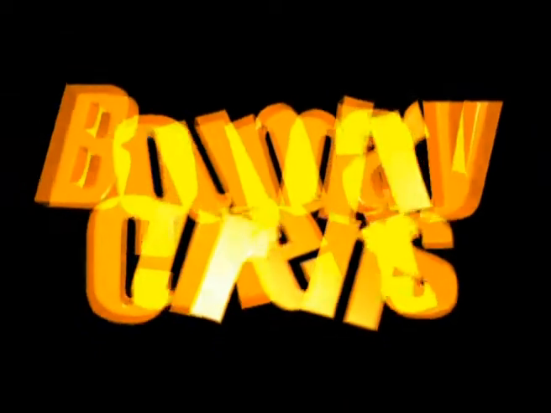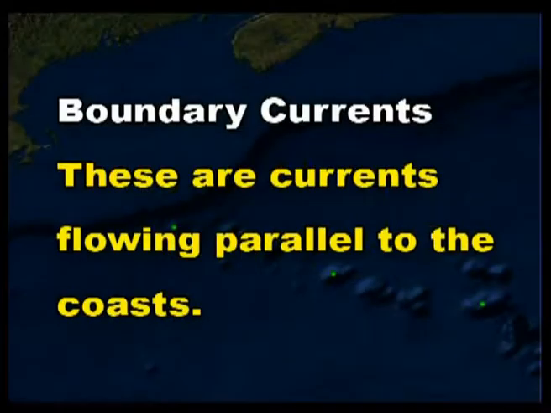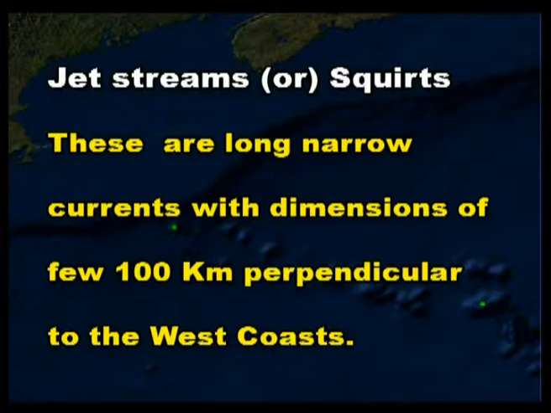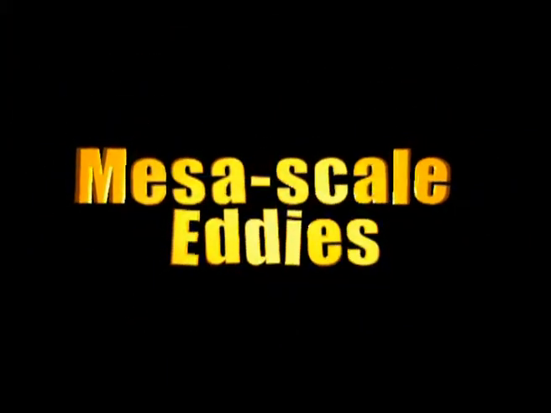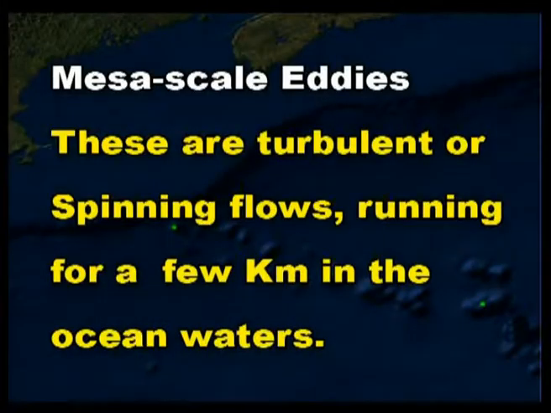The fifth one belongs to the boundary currents. These are currents flowing parallel to the coast. The sixth one relates to the jet streams or the squids. These are long narrow currents with dimensions of a few hundred kilometers perpendicular to the west coast. The seventh one relates to the mesoscale eddies. These are turbulent or spinning floats running for a few kilometers in the ocean waters.